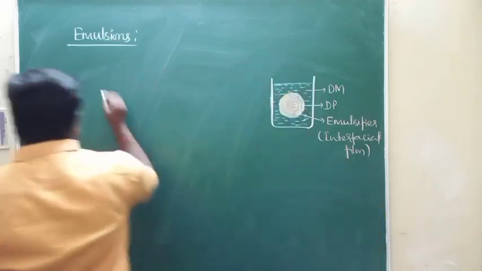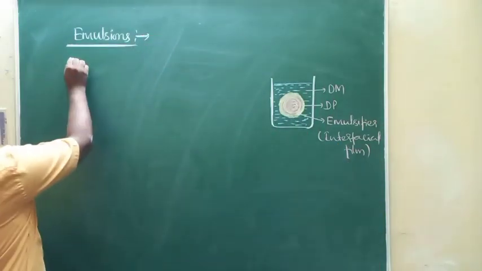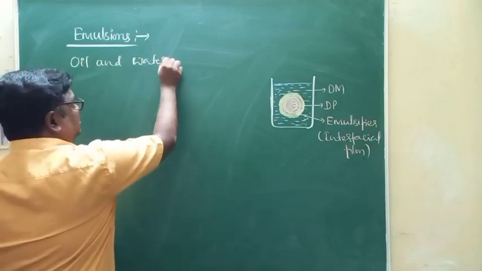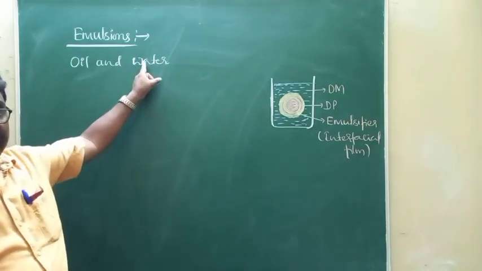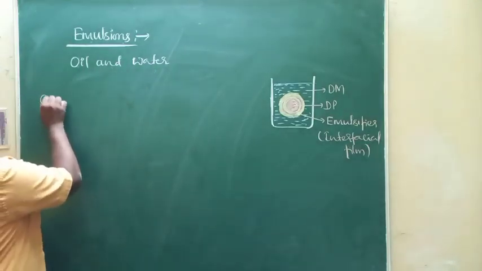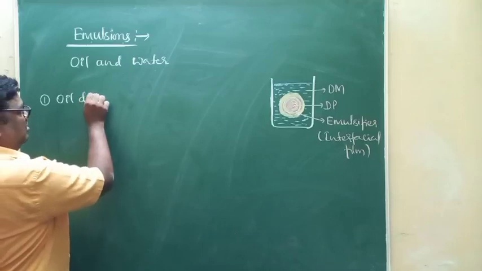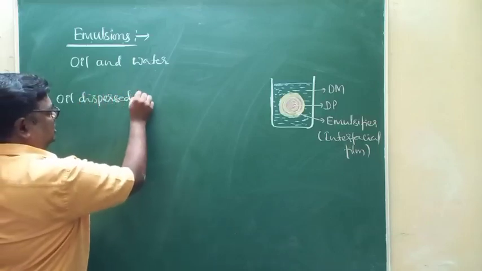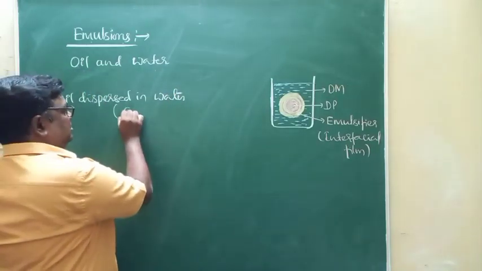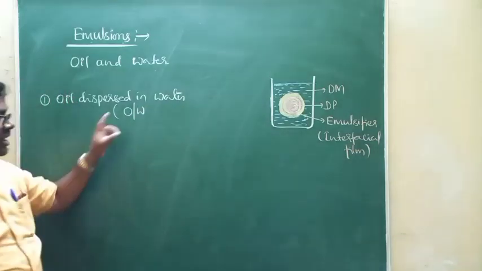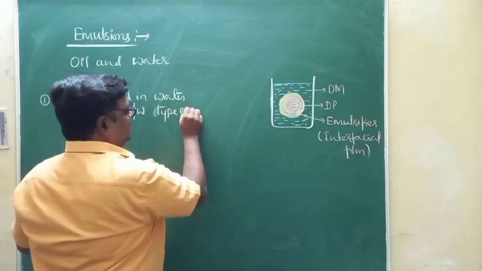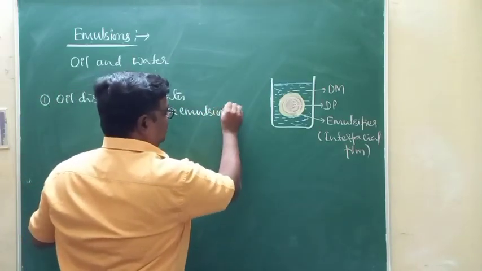Generally, emulsions are made up of oil and water. These are the constituents of emulsions, and emulsions prepared by oil and water will be of two types. One is oil dispersed in water. This is one type of emulsion. It can be represented as O/W, that is, oil in water type emulsion.